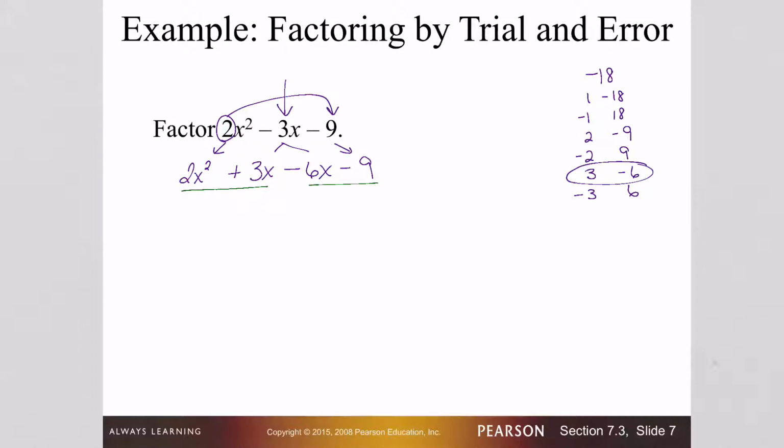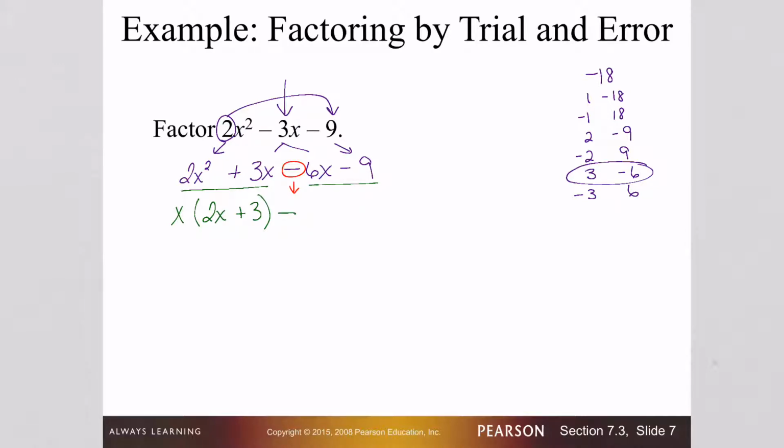So what do they have in common? The first two, 2x squared plus 3x, they have an x in common. What times x would give you 2x squared? 2x. What times x would give you a positive 3x? Plus 3. Now remember what I said before, if this is a plus you bring down a plus, if that's a minus you bring down a minus.